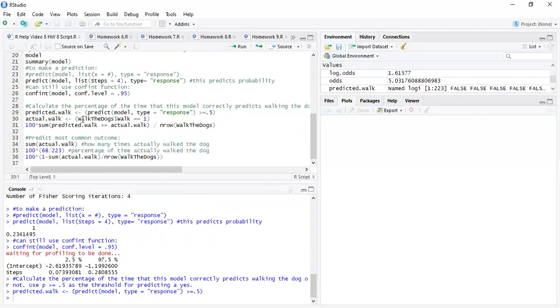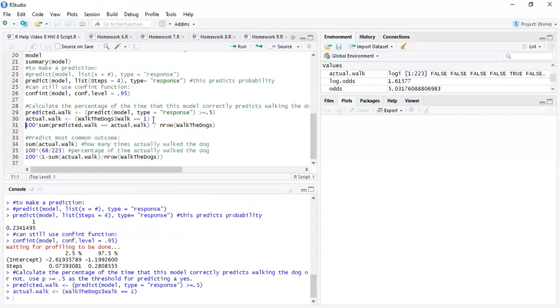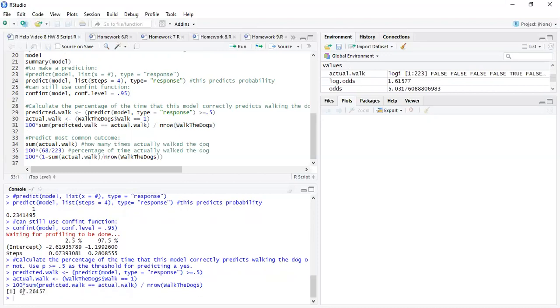An actual walk is when walking the dog's walk column is actually equal to 1. Make sure you write 2 equal signs instead of 1, and we can run it. And finally, if we want to see the times when we predicted correct, sum when the predicted walk equals the actual walk divided by n row, which is saying the number of rows in the walk the dog set. We do 100 times this to get it as a percentage of the time instead of a proportion of the time. So we can run it, and this is saying our model correctly predicted 67.26% of the time.